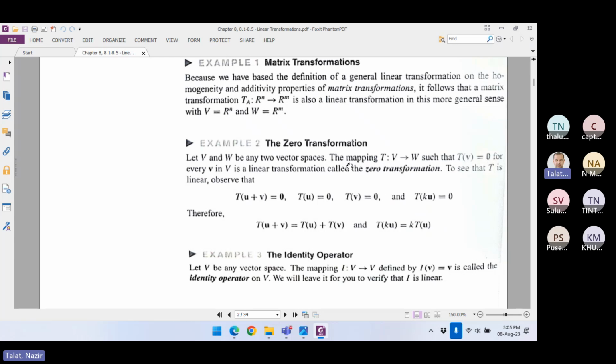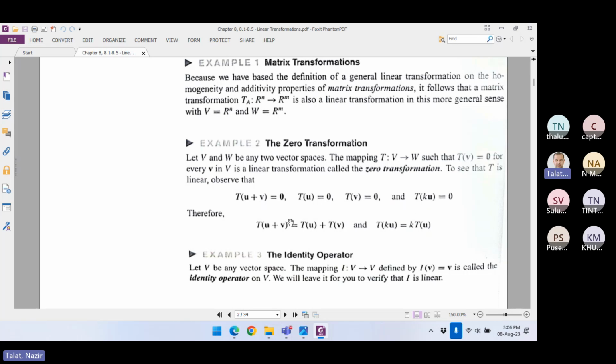And it also fulfills both conditions: T of u plus v is equal to 0, since T of u is equal to 0 and T of v is equal to 0, and T of ku is equal to 0 because it's a zero operator or zero transformation.